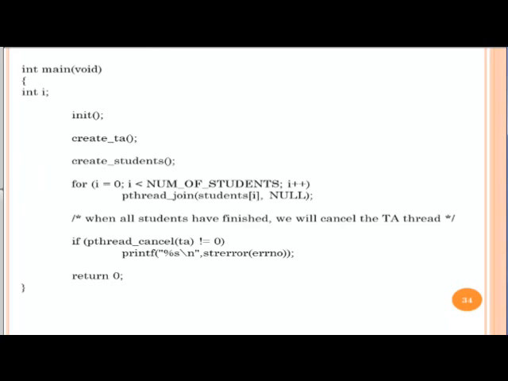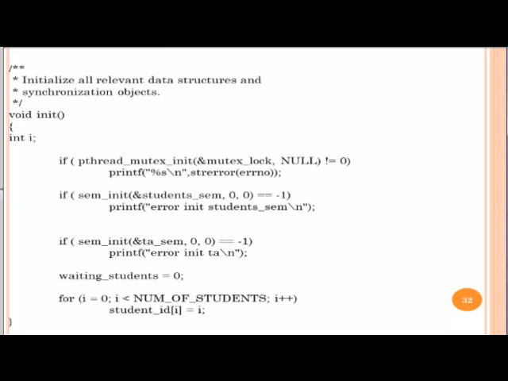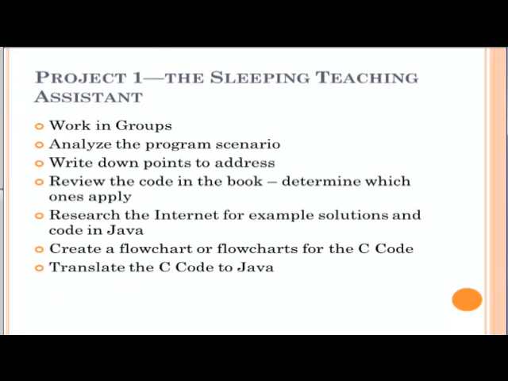Okay, so again, let me go back to our strategies. You have the code here. Now it's getting easier. I told you I would help you. Not only that, you're going to understand C as well as Java when you're done with this class. So again, work in groups, analyze the program scenario, write down your points. Write a flowchart. A flowchart is a very good way to understand logic. And it's a good way to make sure you don't forget anything in your logic when you start to graph it out.